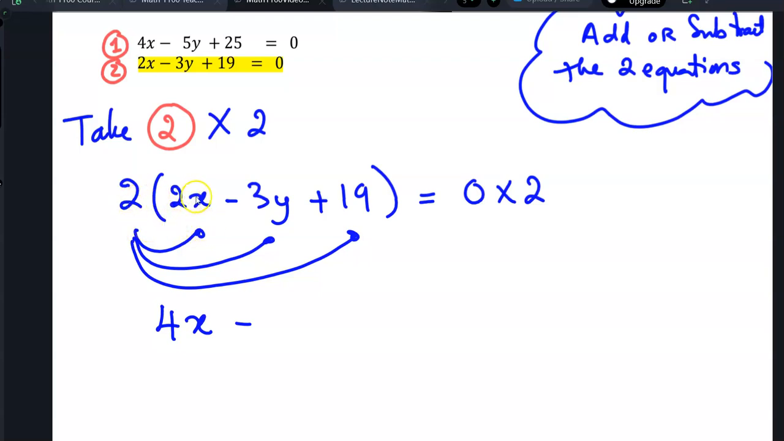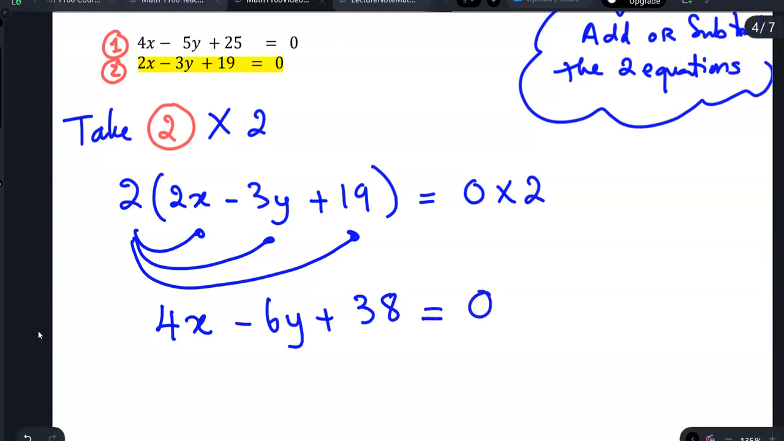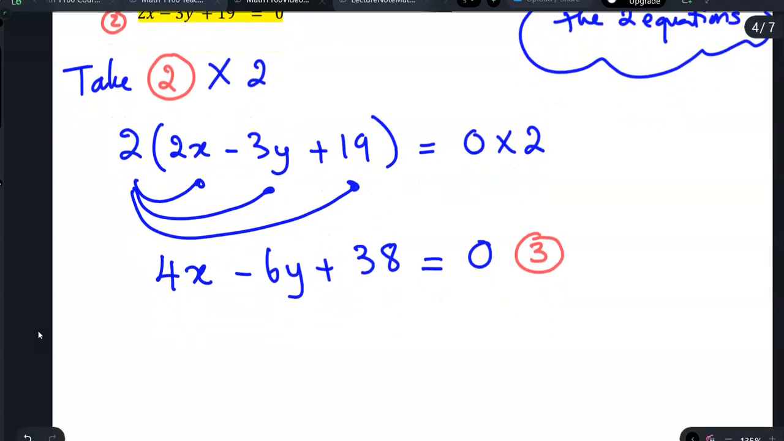Okay, so 2 times 2x is 4x. 2 times negative 3y will give me negative 6y. 2 times 19 will give me positive 38. The other side is equal to 0 also. So I will call this equation number 3. Alright, so what I'm going to do next is take equation 1, subtract equation 3.